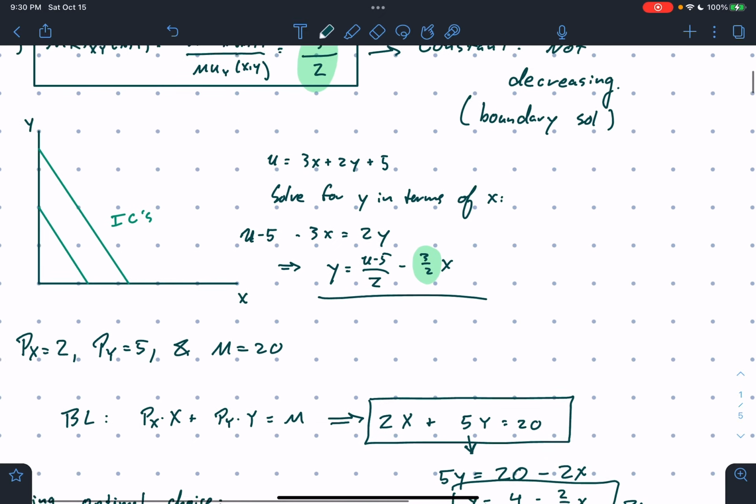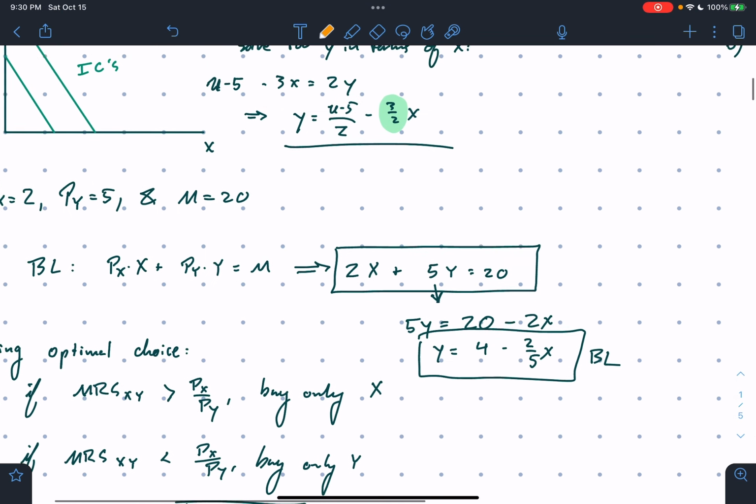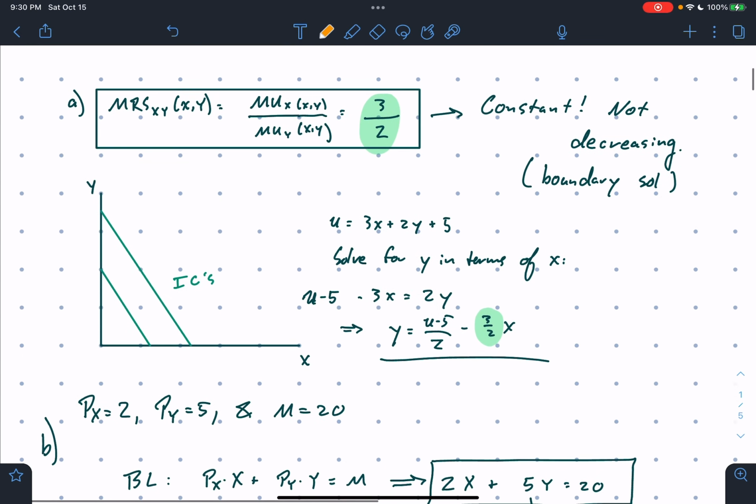I'm going to plot that on the same graph. So again, the budget line is 4 minus 2/5 x. So this is the budget line. Just kind of a rough drawing, but you get the picture. It is a slope of negative 2/5.